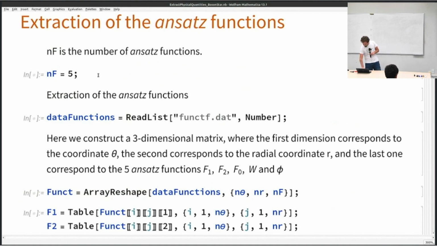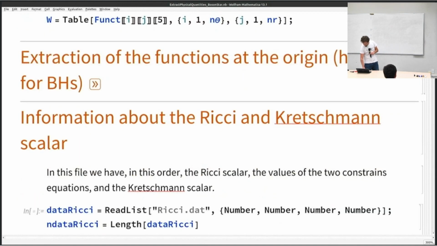And then I read here the funstf data file. It's where all the exact functions are for all the grid points, sorry. And then just redefine.